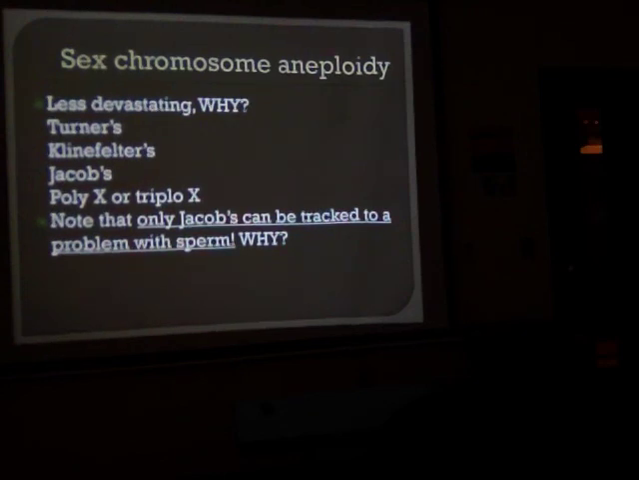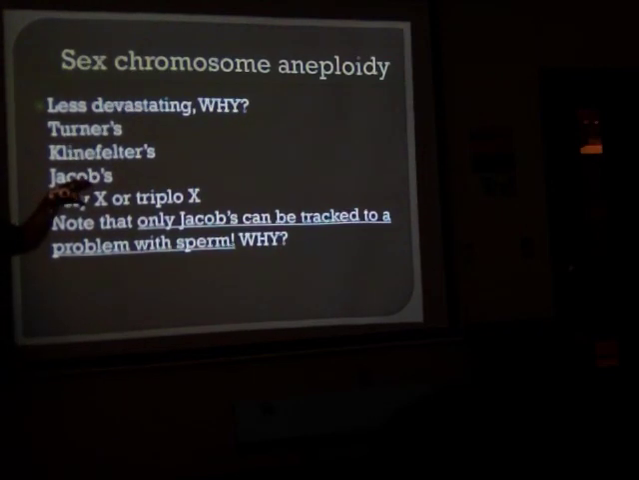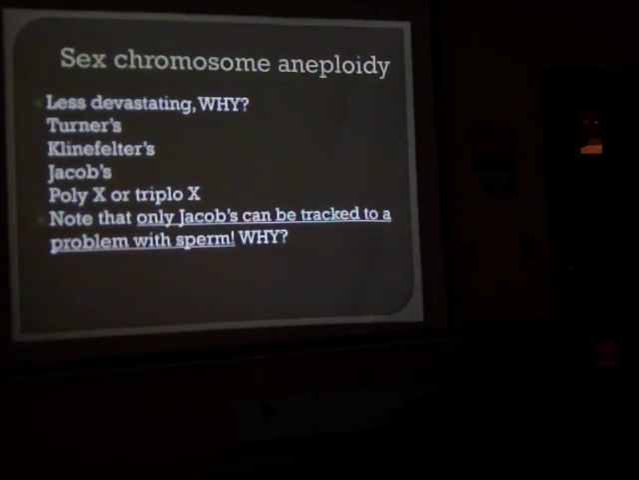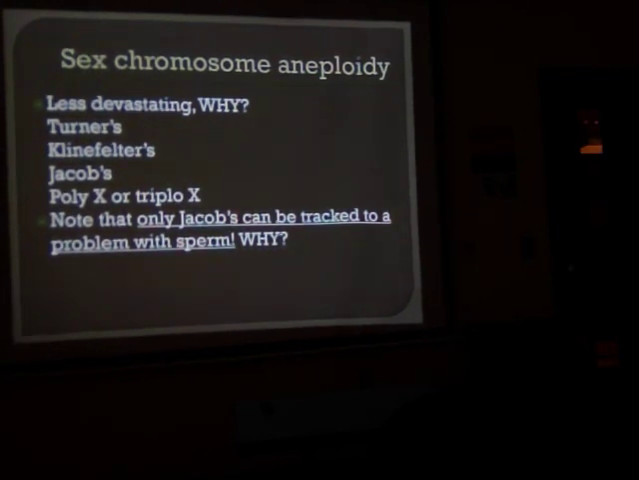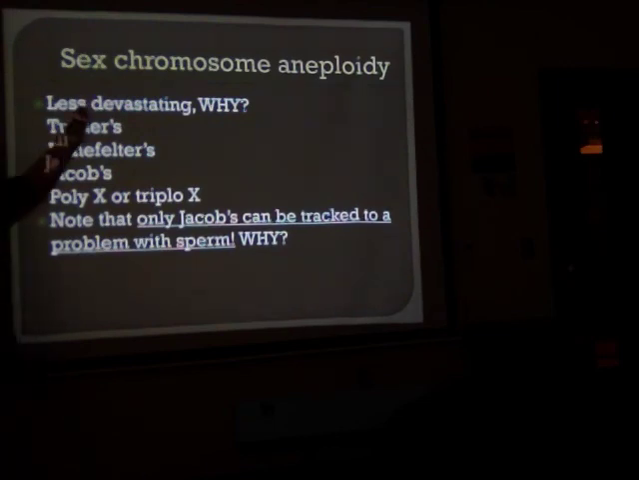And they would all be the result of non-disjunction in meiosis 1 or 2, in either mom or dad, except for Jacobs. Jacobs, we know, is dad's, because dad's the only one that gives Y's, and he's only ever supposed to give one, and they have 2. Otherwise, we wouldn't know which parent the problem occurred in. Not that it would really matter in the end, right? Because it's there.